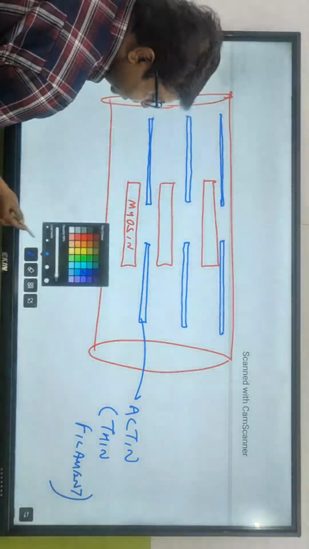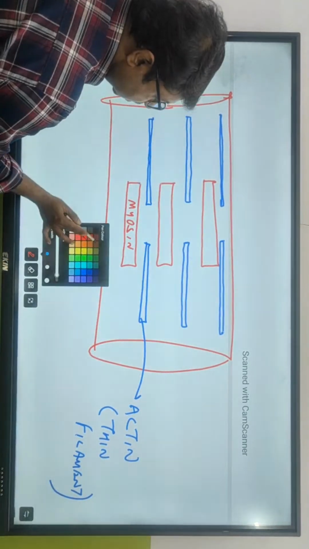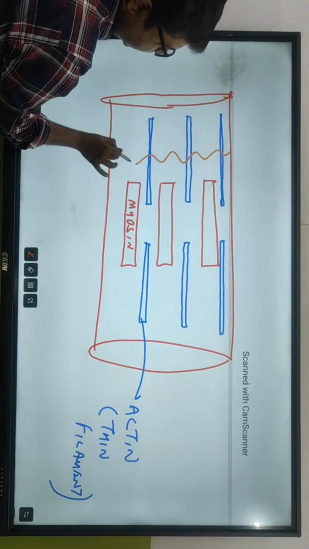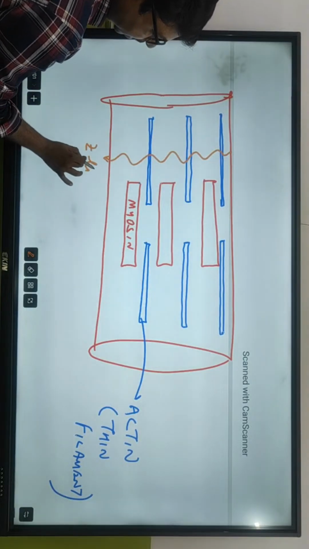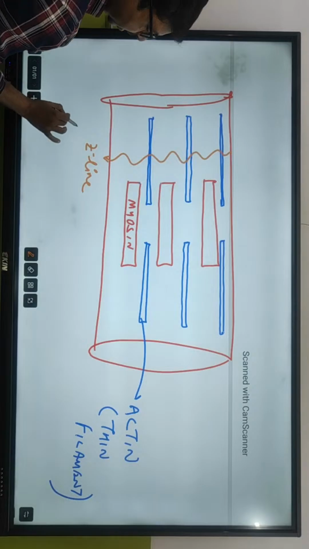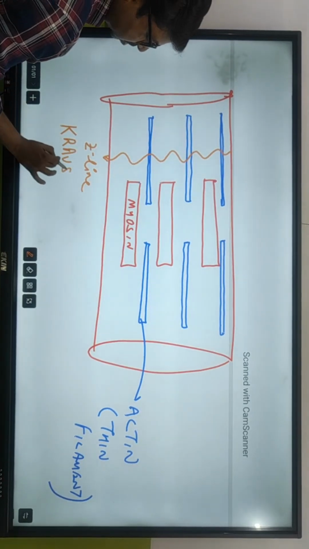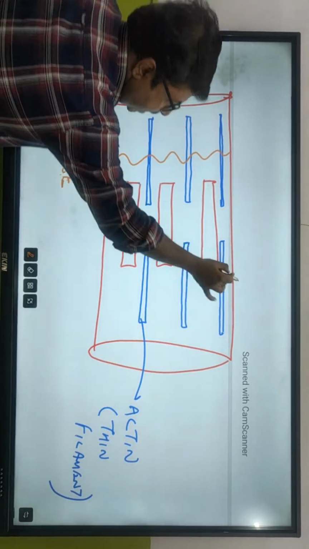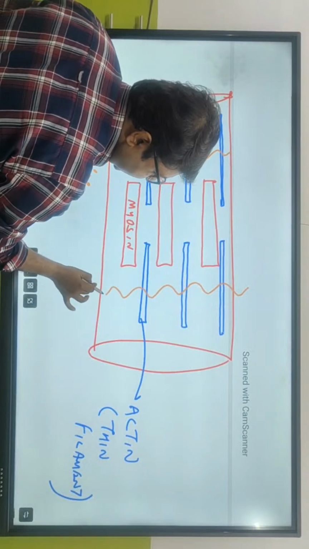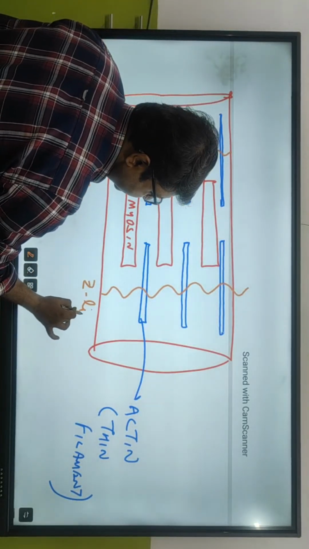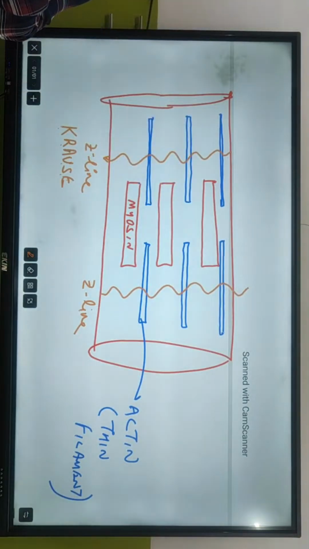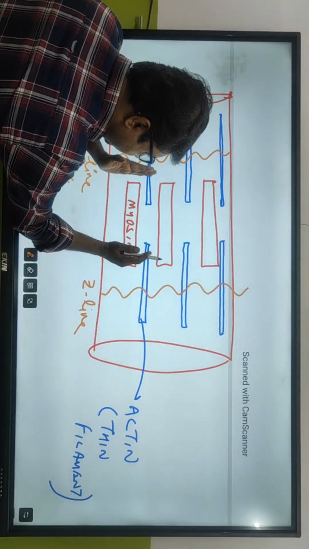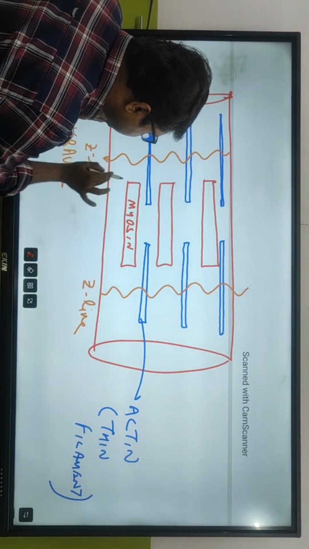Now, in between these two, what you can see, यहाँ से, what you can see a particular line called Z line. क्या नाम है? Z line. इसका और एक नाम क्या है? Line of cross line, KRAUSE. So again, between the actin filament, you can see another line over here, which we call as Z line. क्या कहते हैं इसको? Z line. Any issues?